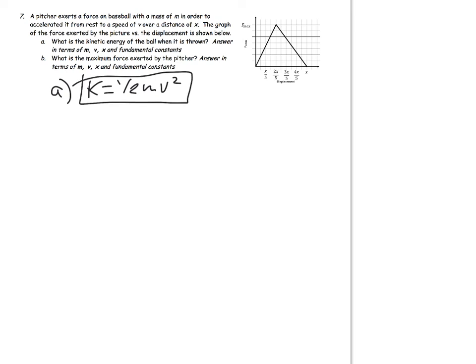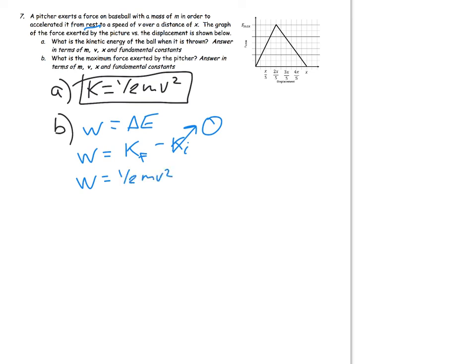For the second one, what is the maximum force exerted by the pitcher? There's two things that we're thinking about. Number one, we're thinking about the fact that work is the change in energy. In this case, the kinetic energy of the object is changing, so we can say that change in energy is going to be K final minus K initial. Our initial was 0 because we started from rest here, so our work done on the baseball by the pitcher is just going to be 1/2 mv squared, that final kinetic energy.